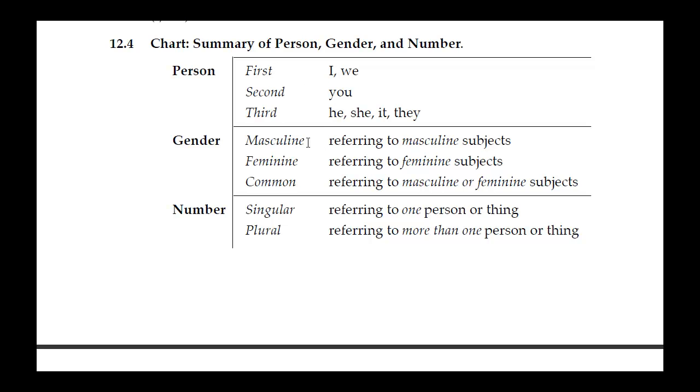When we get into the gender, we say masculine, referring to masculine objects, and feminine, referring to feminine objects or subjects, and common, referring to masculine or feminine subjects. When we're talking about number, we say first person, masculine, and we give the number. Singular refers to one person or thing, and plural refers to more than one person or thing.